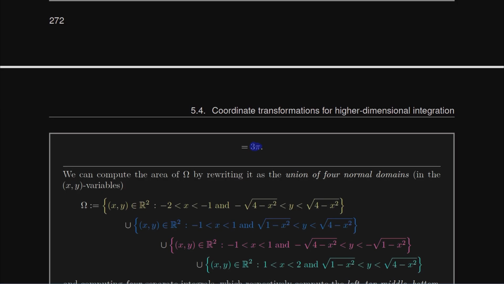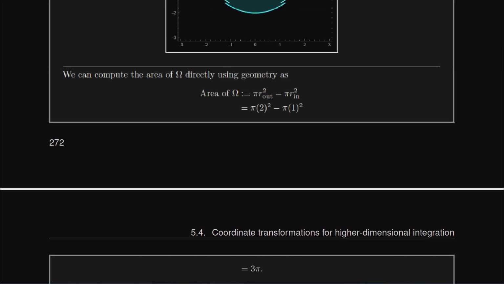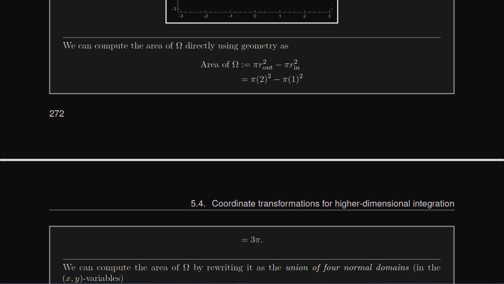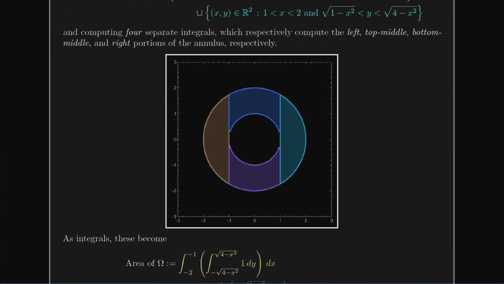But let's see if we can get the area of the annulus using multidimensional integration. Can we agree with 3 pi using multidimensional integration on this domain? Well, big downside, if we try to write the domain as a normal domain in Cartesian coordinates, it requires 4 distinct subregions, or I'll call them subdomains. It requires 4 distinct subdomains.